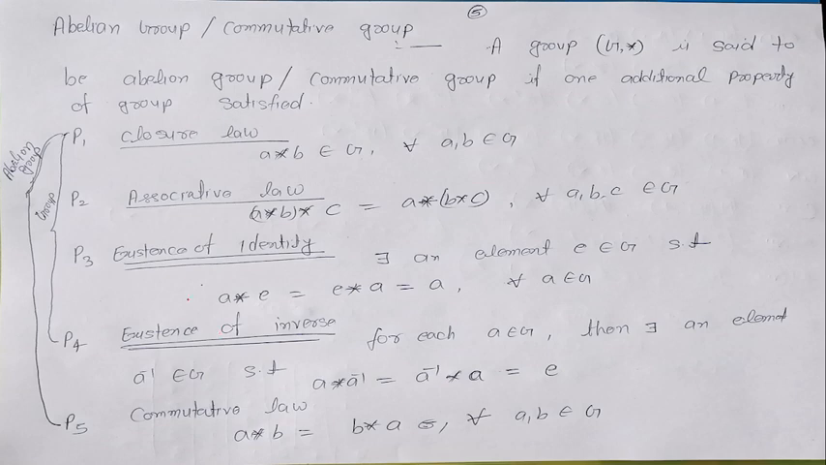And for the abelian group, the fifth property must hold: A star B equal to B star A for all A, B belonging to G. Then it is called an abelian group, or commutative property.